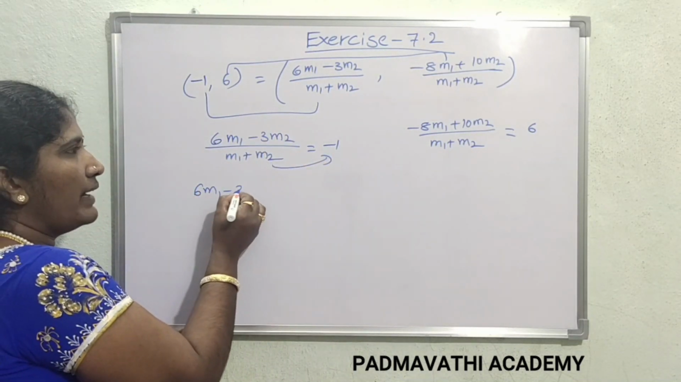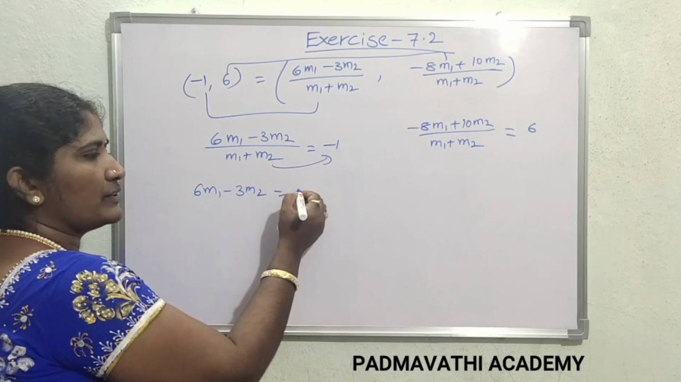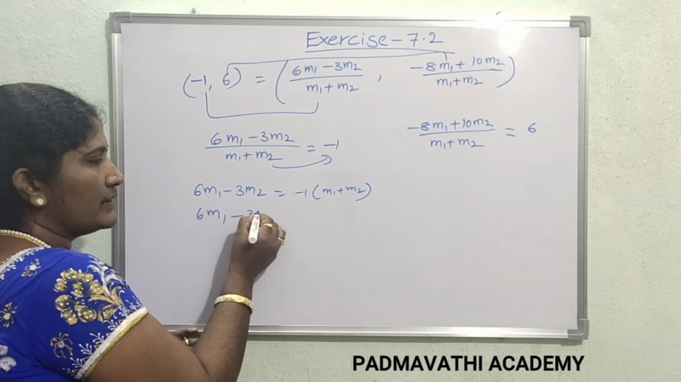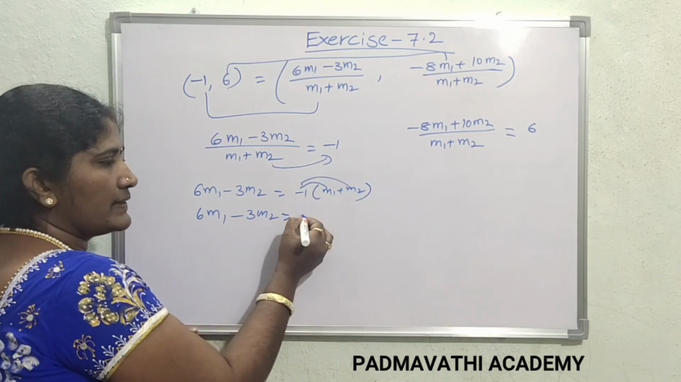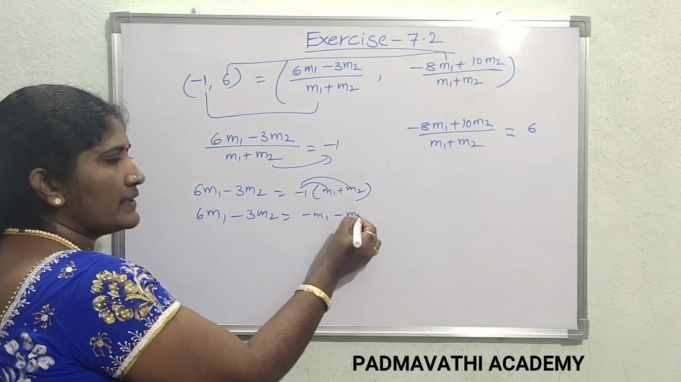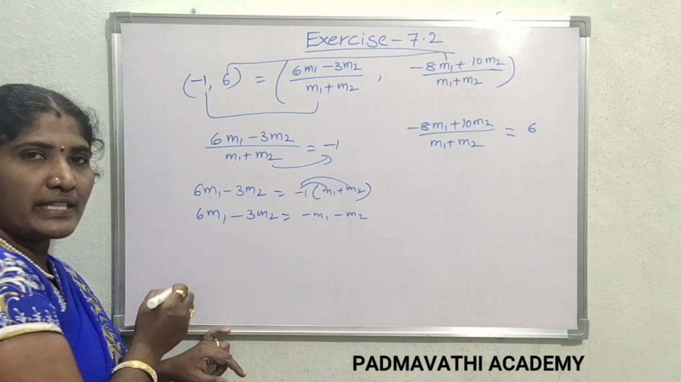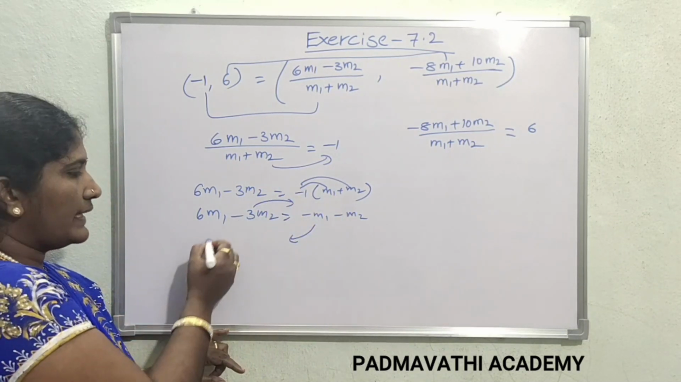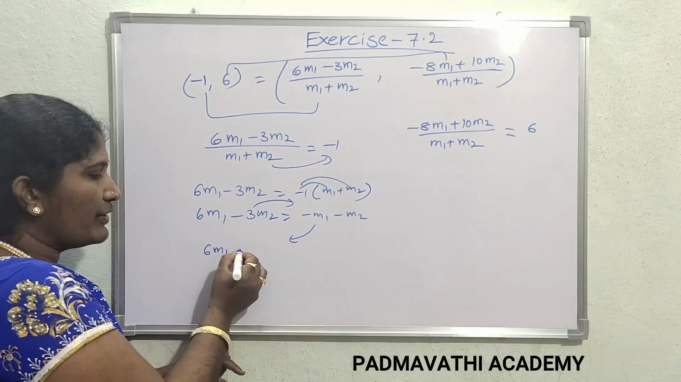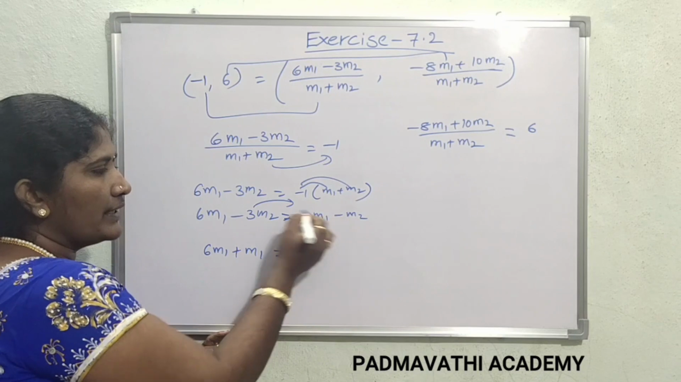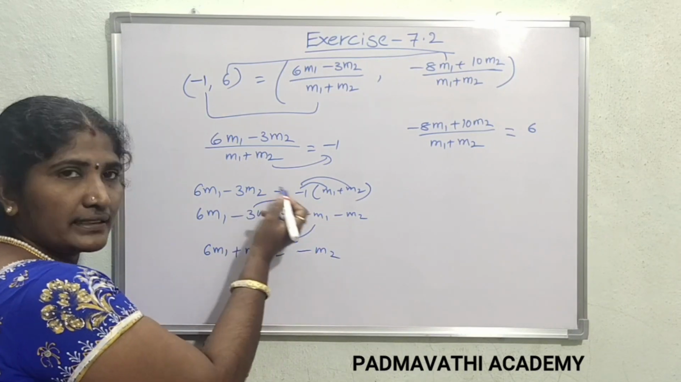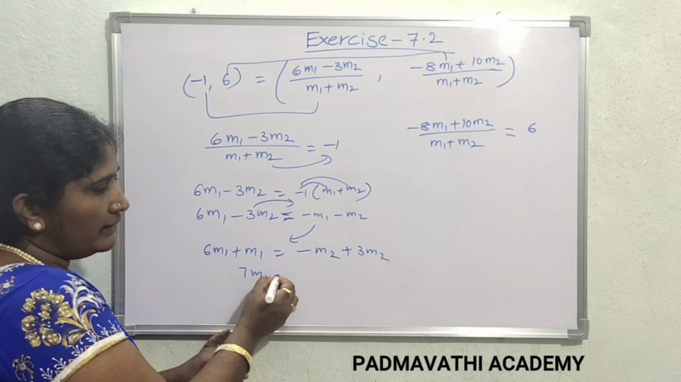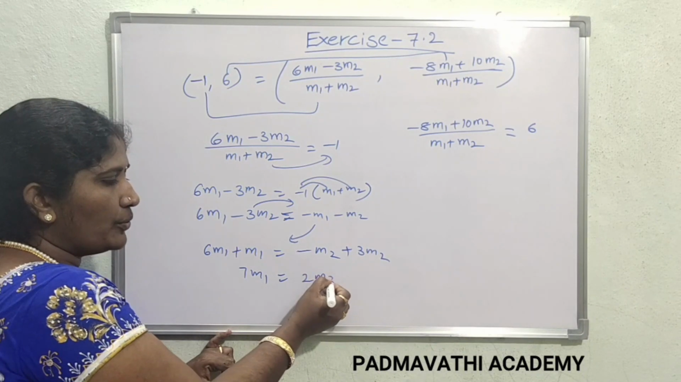See, 6m1 minus 3m2 is equal to, multiply with minus 1, into m1 plus m2. So 6m1 minus 3m2 is equal to minus m1 plus into minus m2. Just multiplied with 1. Now segregate like terms. Bring m1 to LHS side and transpose m2 to RHS side. 6m1, here minus m1 becomes plus m1, is equal to, here minus m2 is there, minus 3m2 becomes plus 3m2. 6 plus 1, 7m1 is equal to 3 minus 1, 2m2.